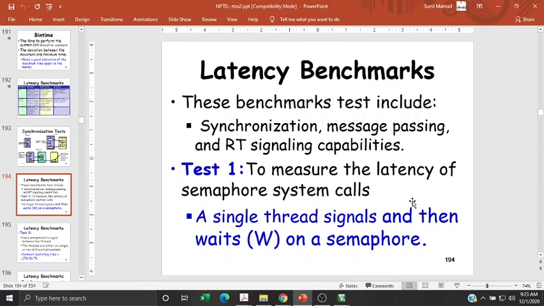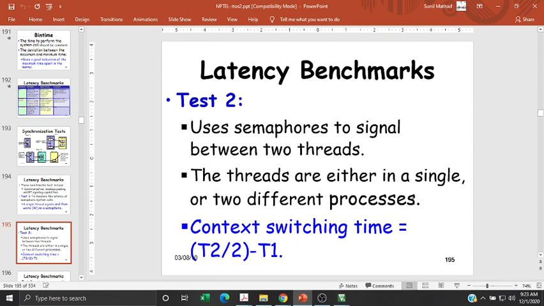I think a single thread signals and then waits on a semaphore. That waiting and signaling, I can explain better whenever we want to explore some term work programs. Maybe you are not doing it in this semester or never. But anyway, as a part of that course, it was designed earlier, and I will be sharing it. So, a test to use semaphores to signal between two threads. Threads are either in a single process or two different processes.